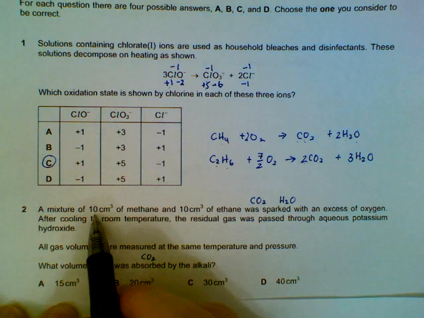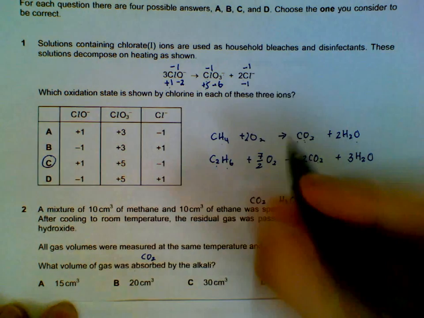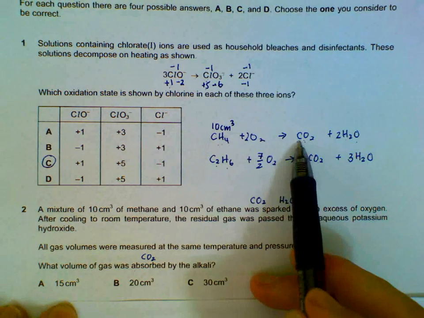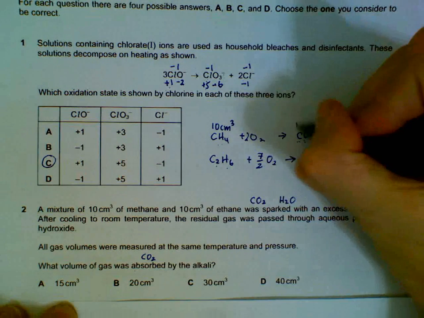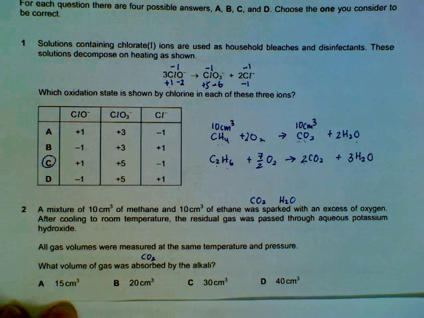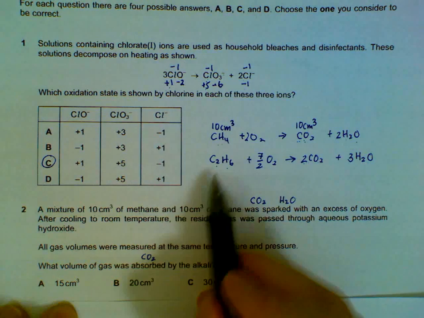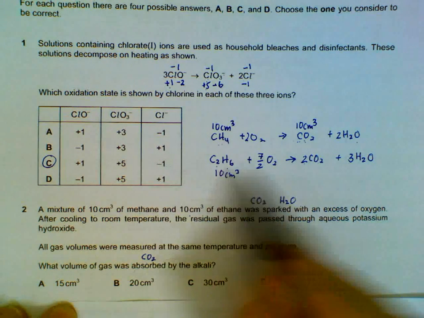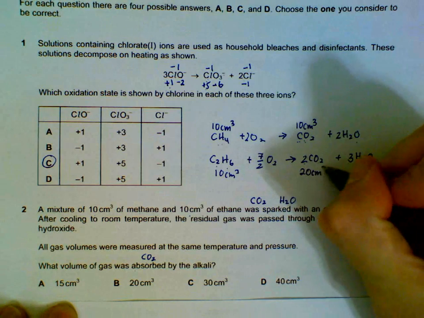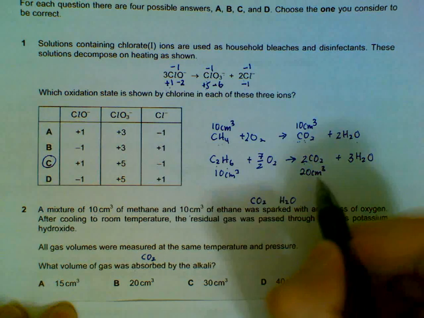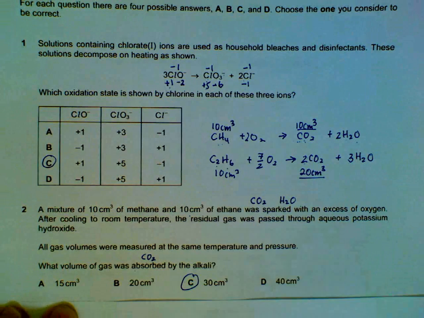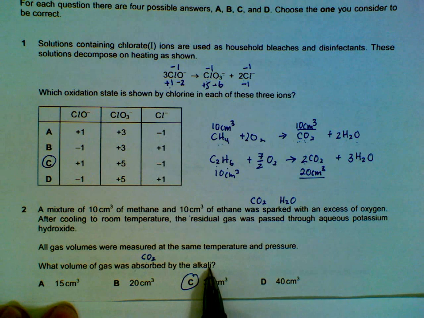So using the information here, 10 cubic centimeters for methane, and then by ratio 1:1, we will also have 10 cubic centimeters of carbon dioxide just from the methane. For the ethane, 10, that will give us 20 carbon dioxide from the ethane, and then all we have to do is add them up, 10 and 20, so the total carbon dioxide that was absorbed by the alkali eventually will be 30 cubic centimeters.